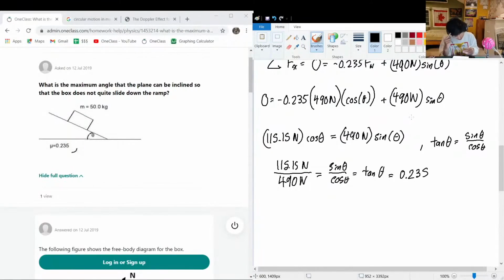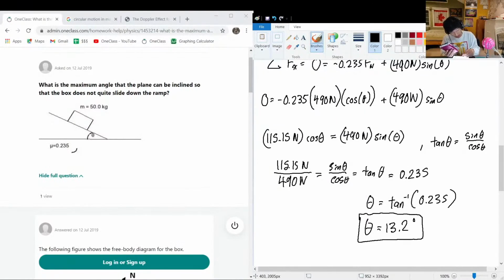Given that we have this, we know that theta is equal to arctan of 0.235. That's not cotangent, by the way. Arctan is a whole different operation. So we'll do arctan of 0.235, and the result of that is 13.2 degrees. So this is the maximum angle before slipping.